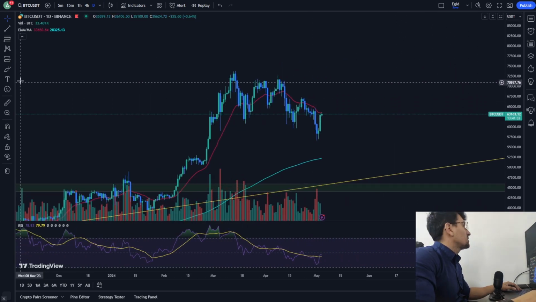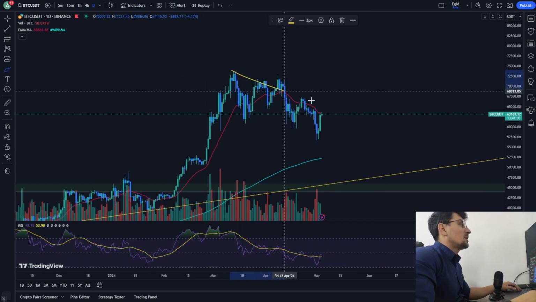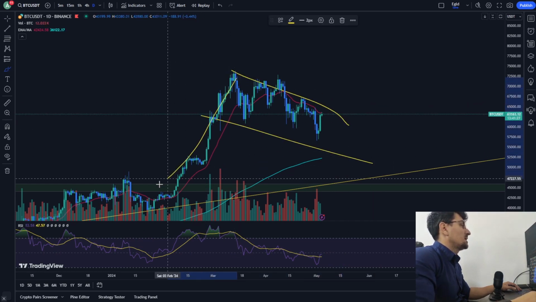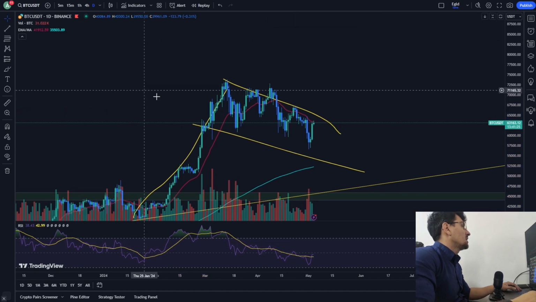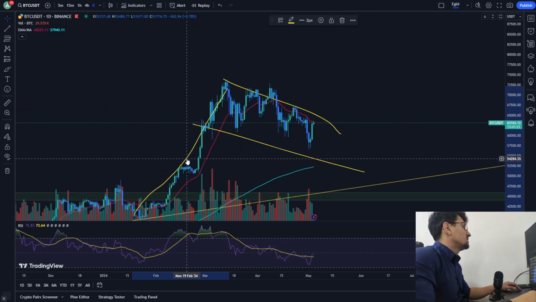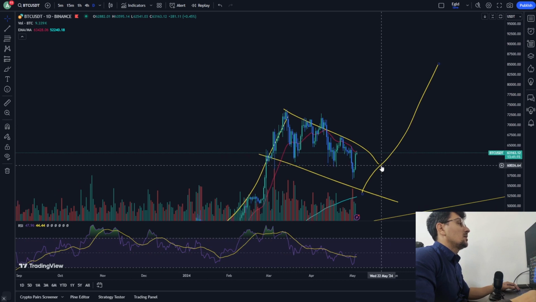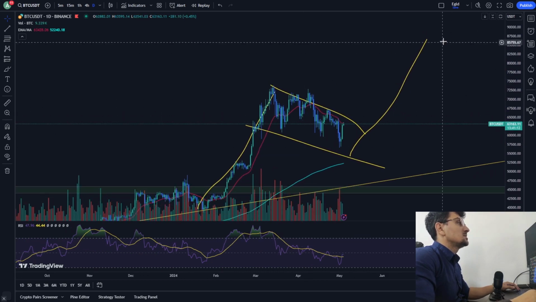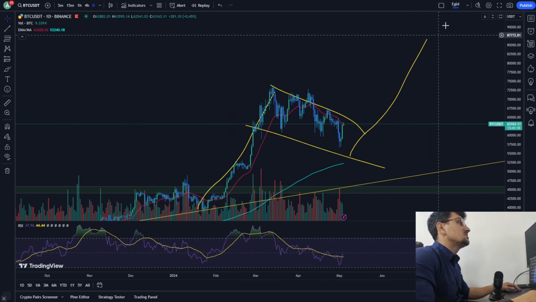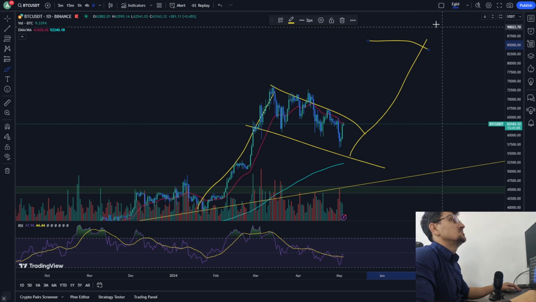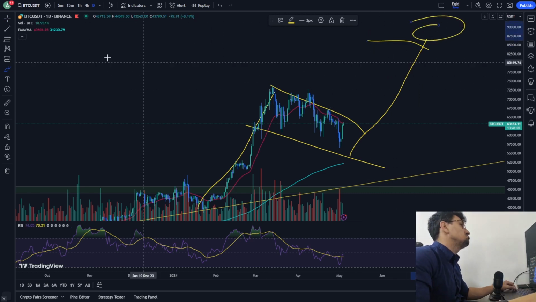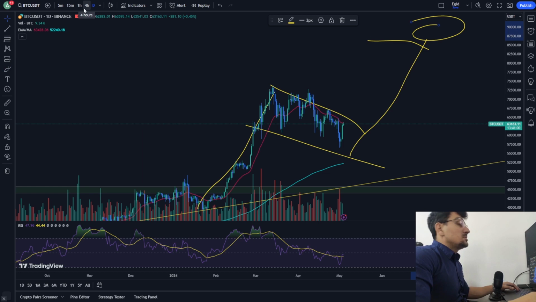Yeah, and that's quite correct, because this one, if you know the patterns, that's a flag. And if I remember well, the pattern says that you will break above and you will make something like this. And so with this flag, basically we have a target, if you want, somewhere around 19,000. That was quite a good eye. I'm impressed.